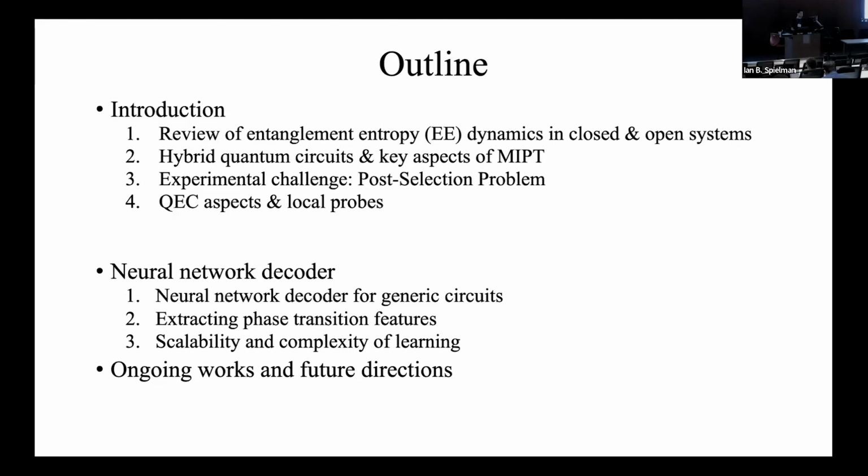And then I explain our setup for this neural network decoder, how we can use it for generic circuits. Then I describe some of our results for extracting the phase transition features using this method. And then I show some evidence demonstrating the scalability of our approach. And I end with some ongoing works and future directions.